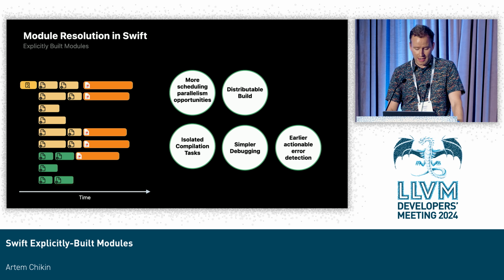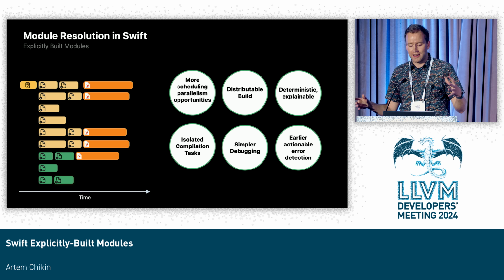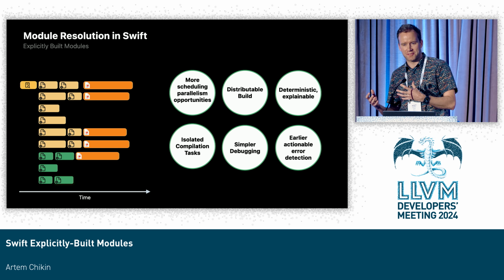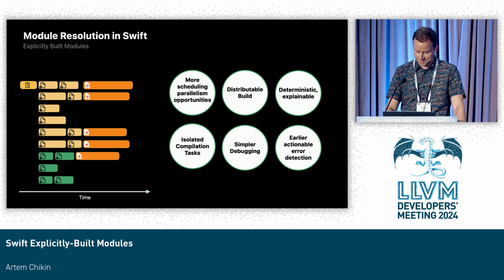Last but not least, this process is now deterministic and explainable. We are no longer bound by waiting for which specific source file encountered a given import statement first and started its compilation, which will or will not necessarily happen on successive compiles of the same thing. We now have a much clearer picture of the compilation model.